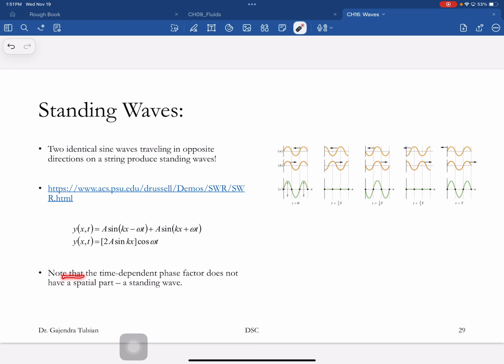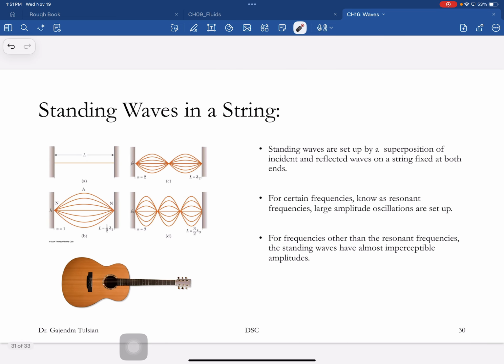So this time-dependent phase factor does not have a spatial part. This is a standing wave, so the spatial part and the time part are separated. Okay, so here's a guitar string. Like I said, you can only set up standing waves on a guitar string. And here's the lowest frequency of oscillation. The ends are not vibrating, so those are called nodes.